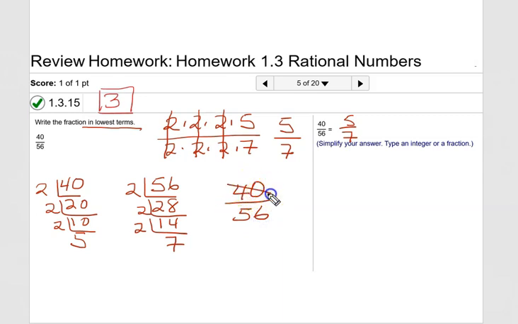Now you might have looked at this originally and said, oh, I can take an 8 out of there. 8 goes into 40 5 times. 8 goes into 56 7 times. If you knew that, then that would be a way. This is what they're featuring, so you see the background of what results then in 5/7 as an answer.